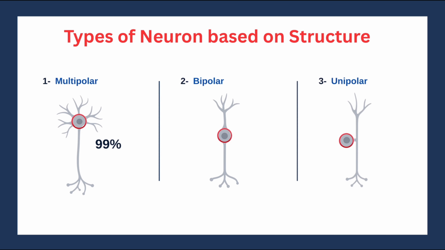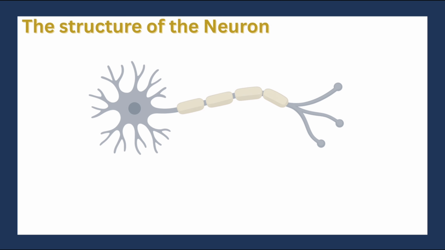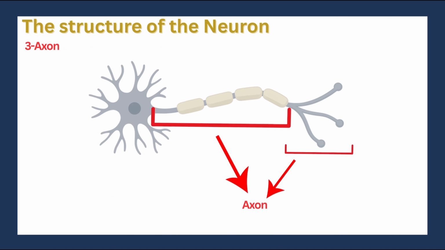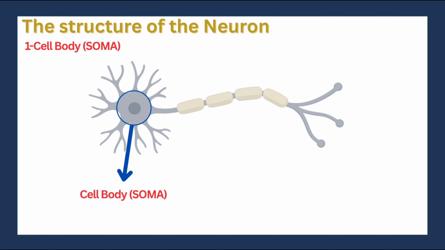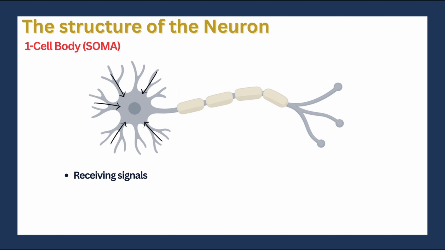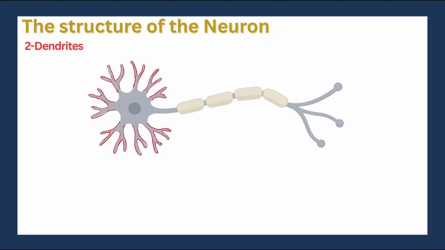99% of our body's neurons are multipolar, so we'll take a multipolar neuron as an example to explain the structure of the neuron. The structure of the neuron has three main parts: the cell body, also called the soma, the dendrites, and the axon. Starting with the neuron's core, the cell body contains the nucleus and the other organelles needed to maintain the overall health of the neuron. Another important function of the soma is to receive signals from the dendrites, integrate them, and pass them on to the axon. Extending from the soma are dendrites.